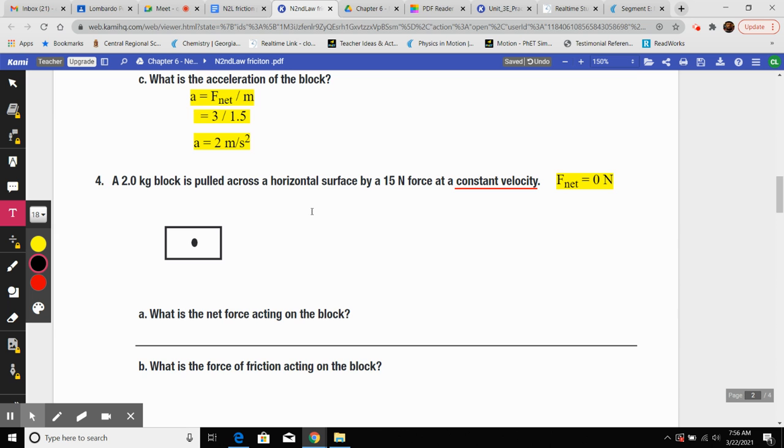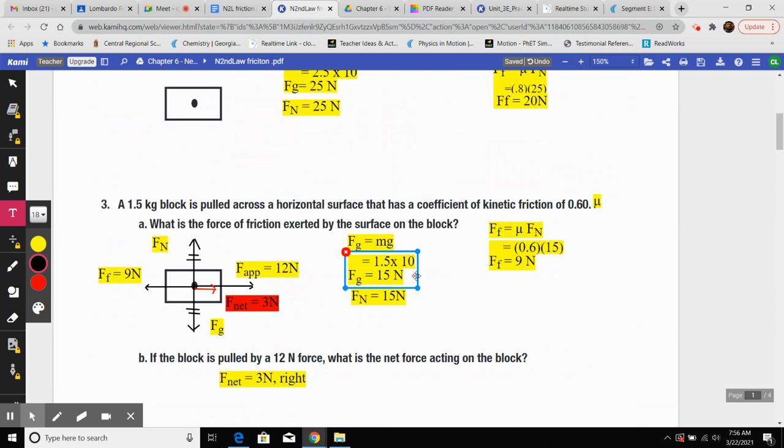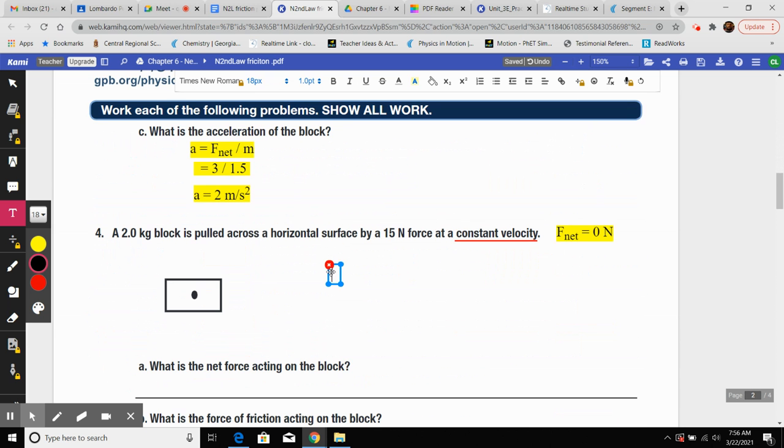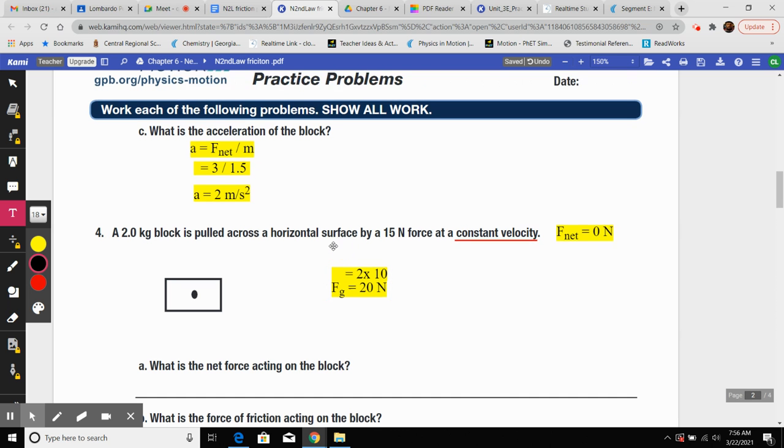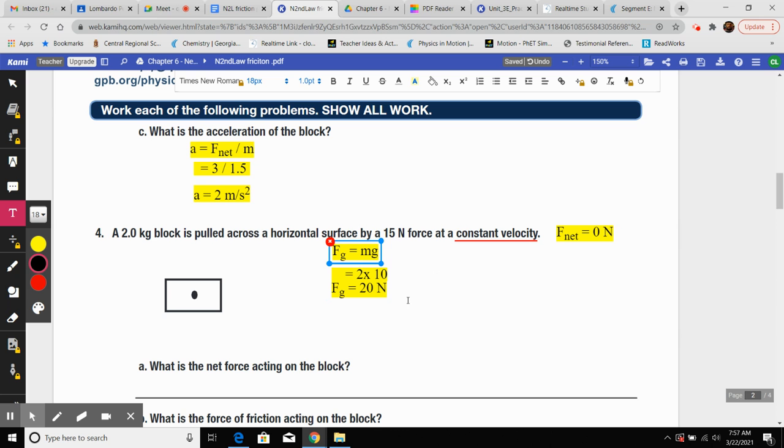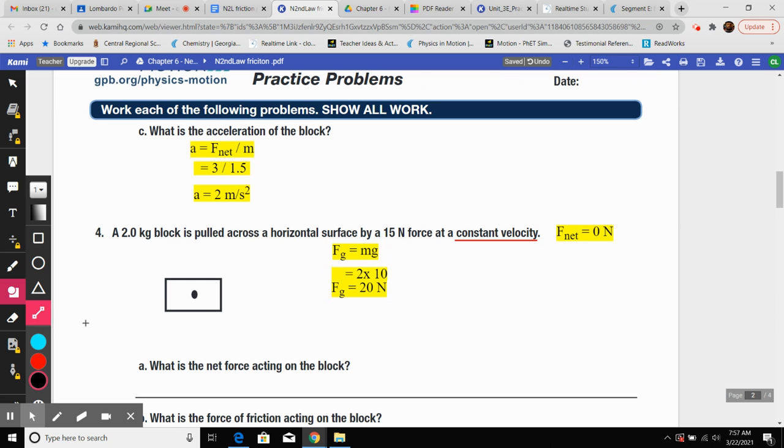Now, I'm going to just scoot up for a second. I'm just going to basically copy this piece here. And I'm going to scoot down. All right, so in this case, our mass was 2. 2 times 10 is going to give us a weight of 20 newtons. So since weight is mass times gravity, we have a weight of 20 newtons.